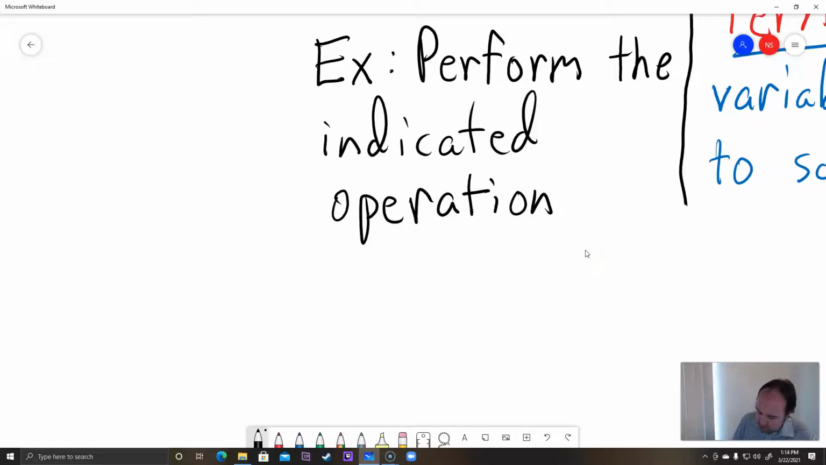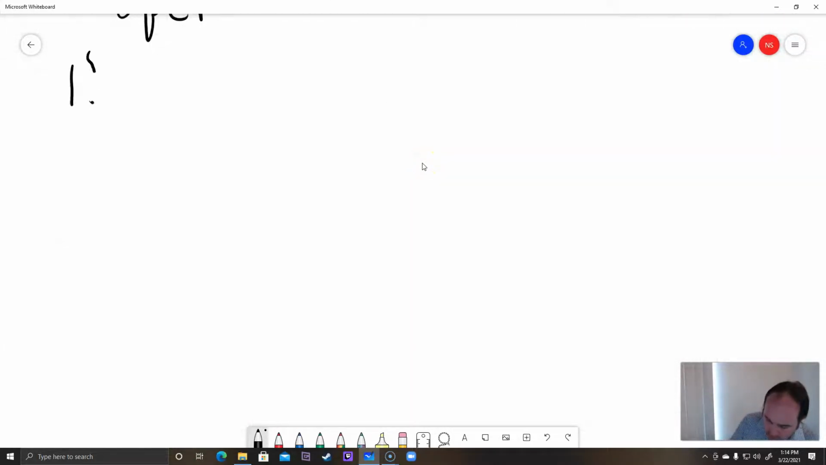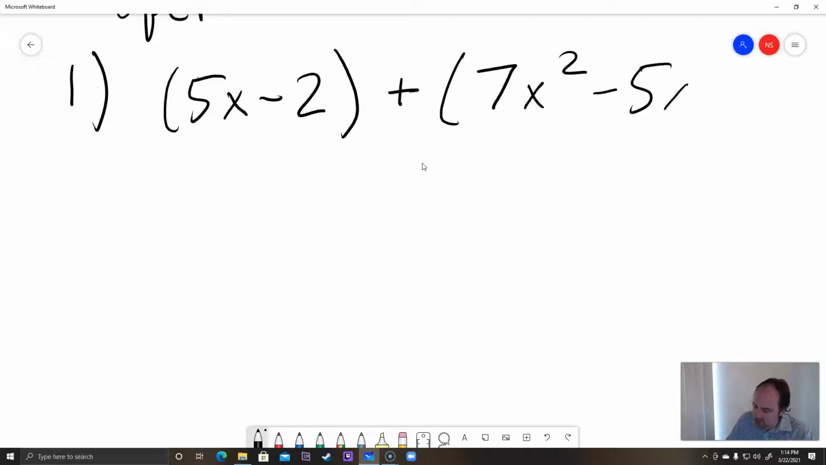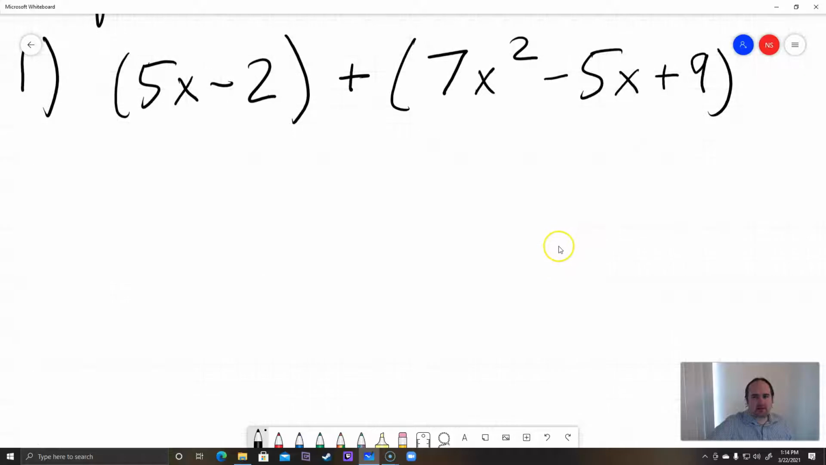For example number 1, we're going to be adding two polynomials. The first polynomial is parentheses 5x minus 2. And then adding, the other polynomial is parentheses 7x squared minus 5x plus 9. So we have 5x minus 2 plus 7x squared minus 5x plus 9.